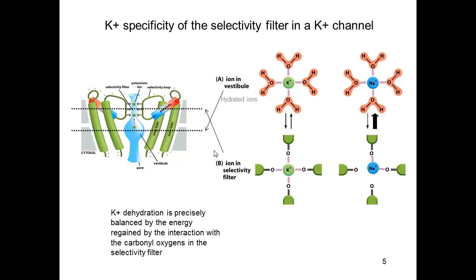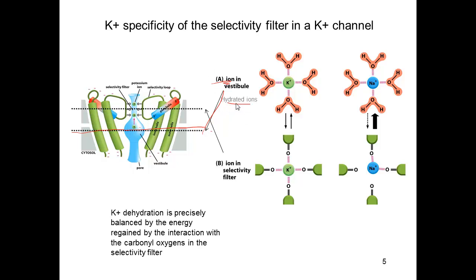And now we'll show two views here. We're going to show two cross-sectional areas, and unfortunately they're crossed, but we'll look at the state of the potassium and sodium ions in the vestibule. Those are surrounded by water. These are hydrated ions, so that will be shown up here. And then we'll look at the ions in the selectivity filter down here.